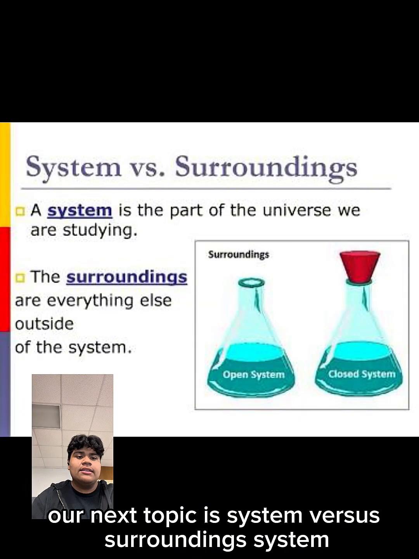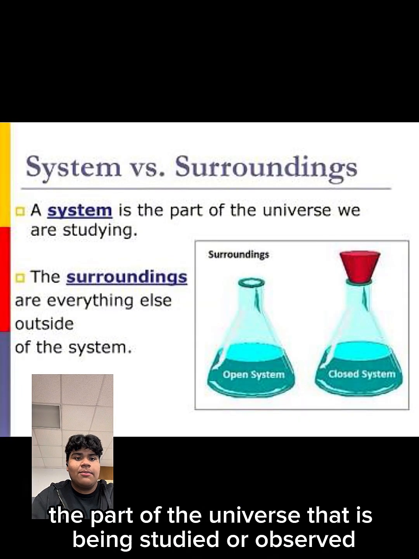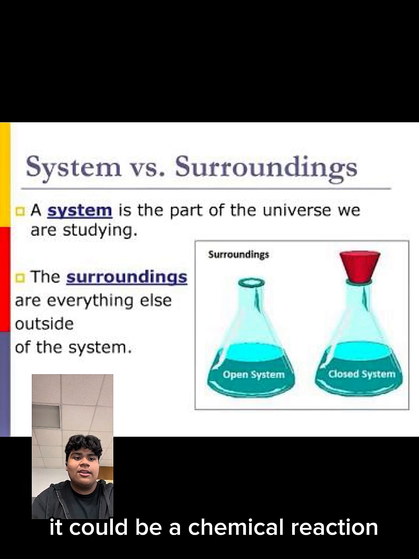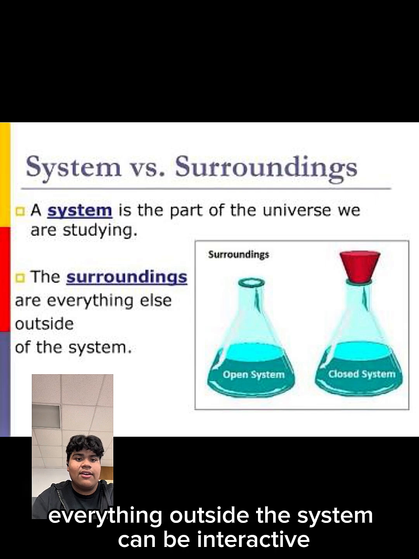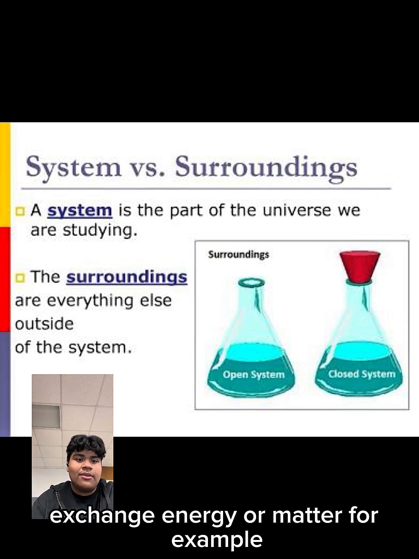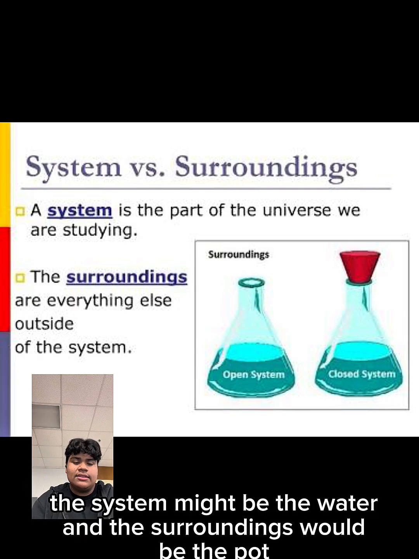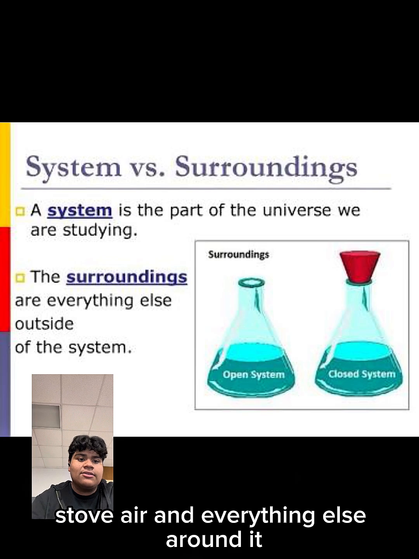Our next topic is system versus surroundings. System: the part of the universe that is being studied or observed. It could be a chemical reaction, a gas in a container, a living cell, etc. Surroundings: everything outside the system that can interact, exchange energy or matter. For example, if you're studying boiling water in a pot, the system might be the water, and the surroundings would be the pot, stove, air, and everything else around it.